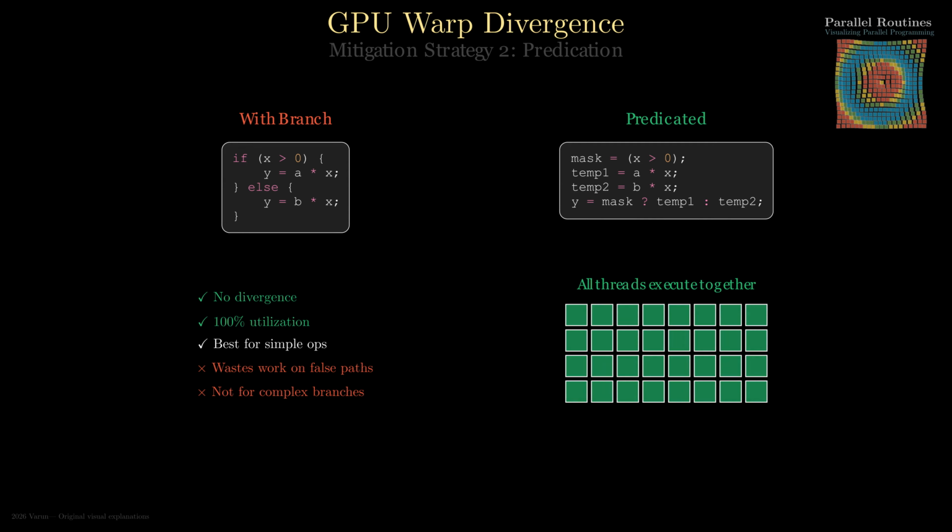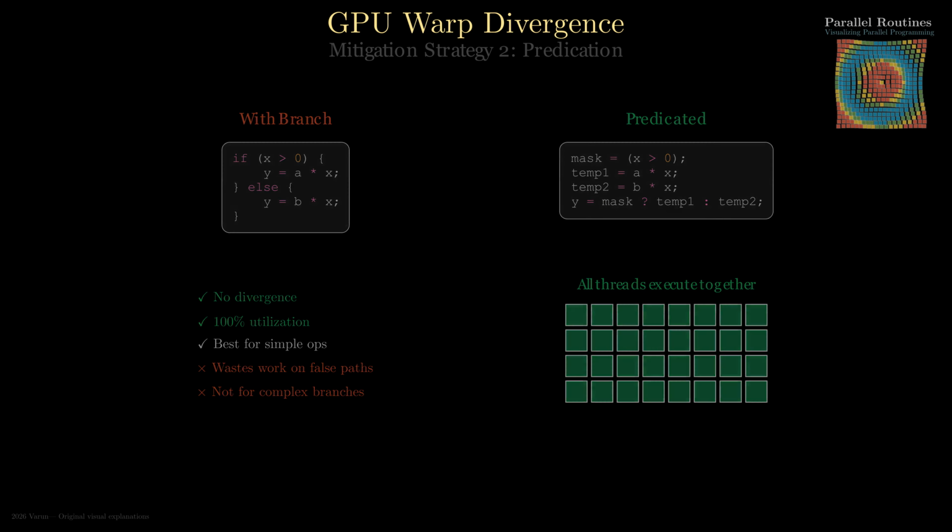100% utilization achieved. The benefits are clear. Zero divergence for simple operations. However, we waste computation on false paths. This approach only makes sense when branches are cheap.